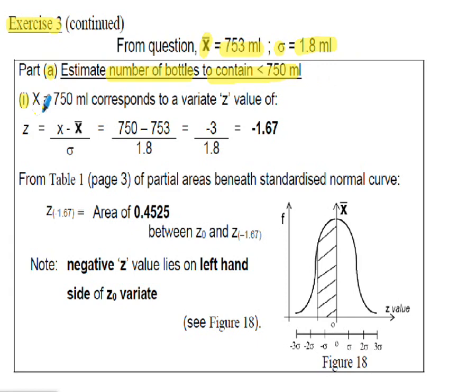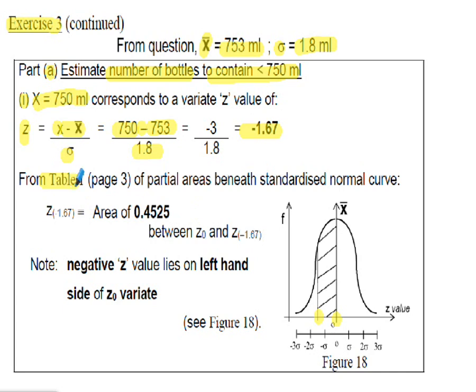So, step 1 here, we know X is 750 milliliters, we can calculate our variate Z, always from the formula X, take away X bar, divided by the standard deviation. X in this case is 750, take away the X bar, 753, all divided by 1.8. That gives a variate of minus 1.67. Don't forget a negative variate means the left hand side. So there's our zero variate, and this in this case will be minus 1.67.